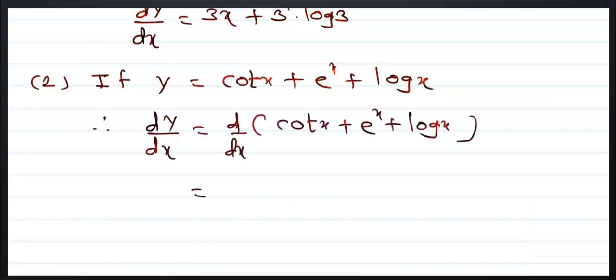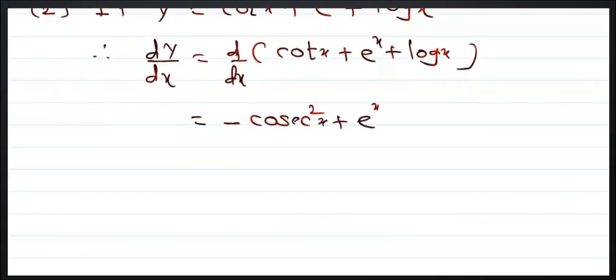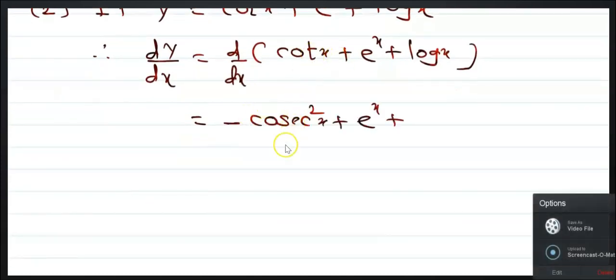d by dx of cot x plus e raised to x plus log x. And that's why derivative of cot x is minus cosec square x. Derivative of e raised to x is e raised to x. And derivative of log of x is 1 upon x.